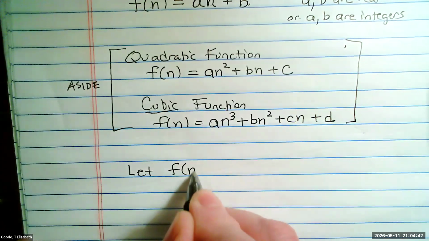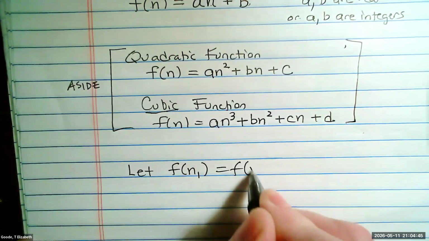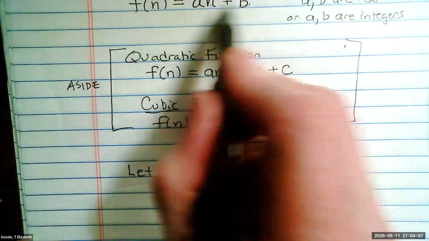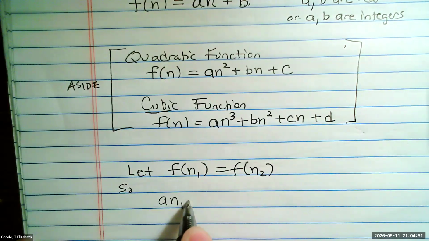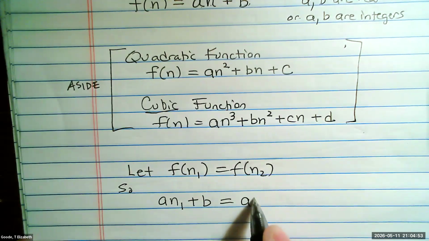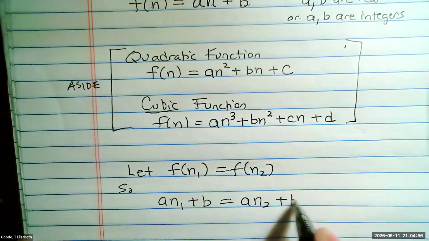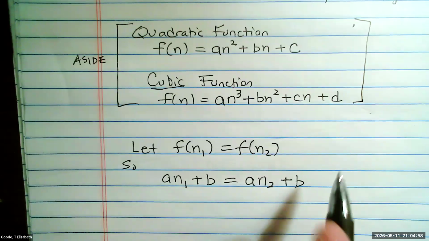Let f of n1 equal f of n2. See, it doesn't matter what these numbers are. So a n1 plus b equals a n2 plus b. And then we're back to the same process.